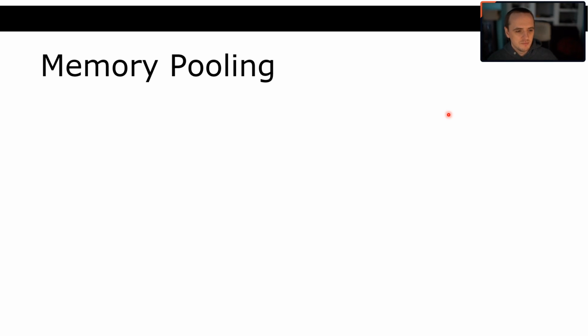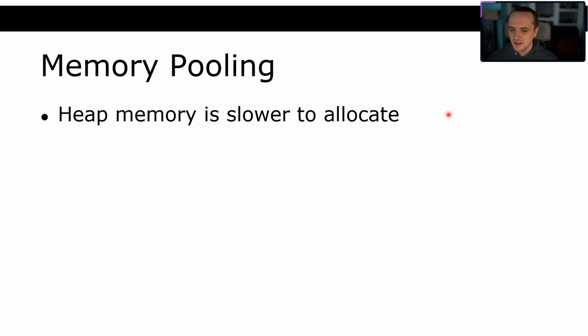Memory pooling. Memory pooling is awesome. And memory pooling is exactly what you might think of it as. It's a giant pool of memory. So, heap memory is slower to allocate than stack memory.